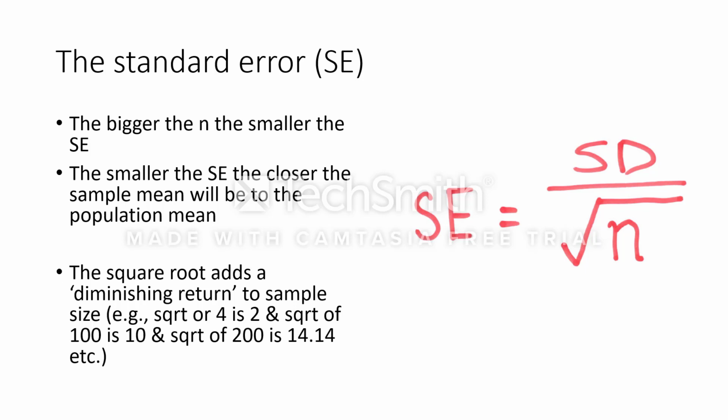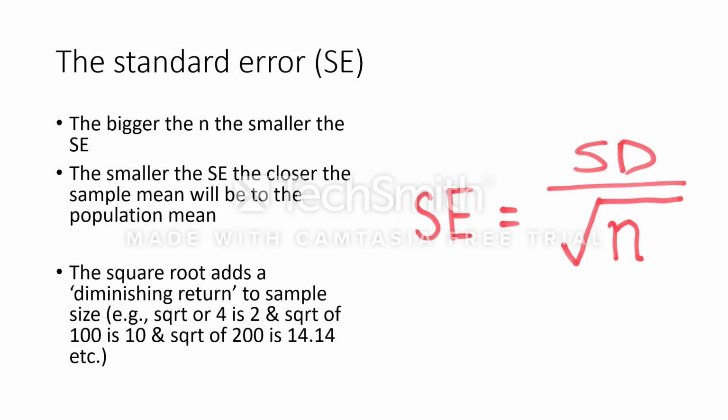So the bigger the n, the smaller the standard error. In this equation, the n that is going to be used underneath the standard deviation is square rooted first. And there's a particular quirk to be aware of there. What that's going to do is make the numbers smaller. And there is an aspect of diminishing return to that.